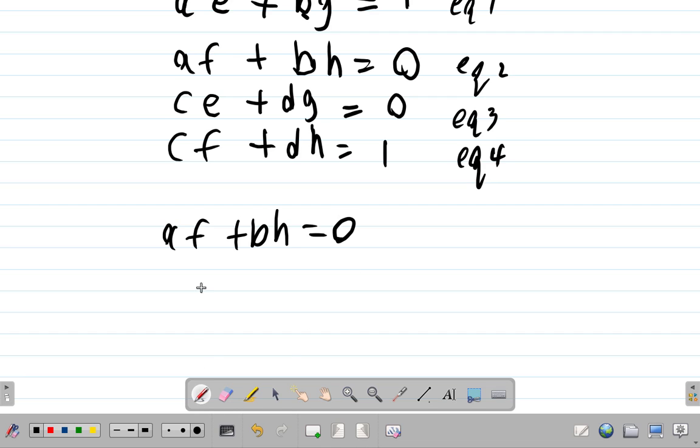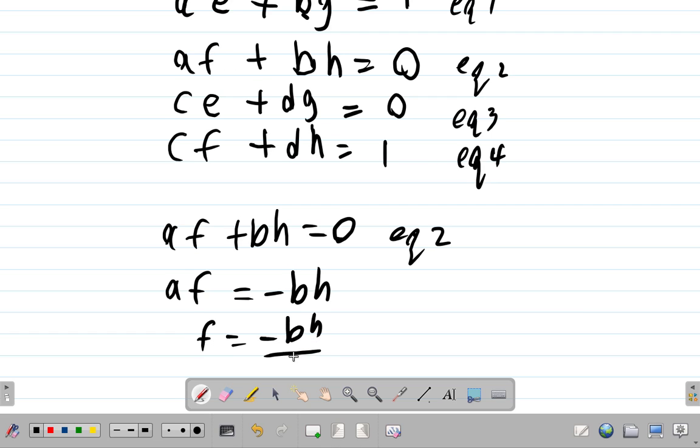So here, this is equation 2. Let us subtract BH from both sides. So we have AF is equal to negative BH. When you divide both sides by A, you have F is equal to negative BH divided by A.